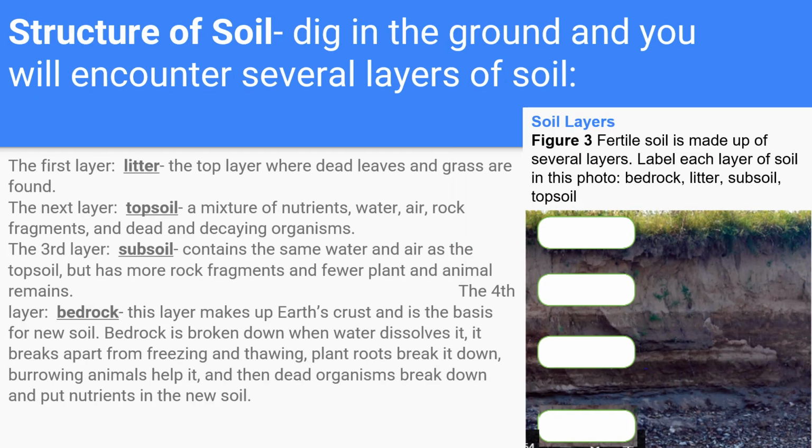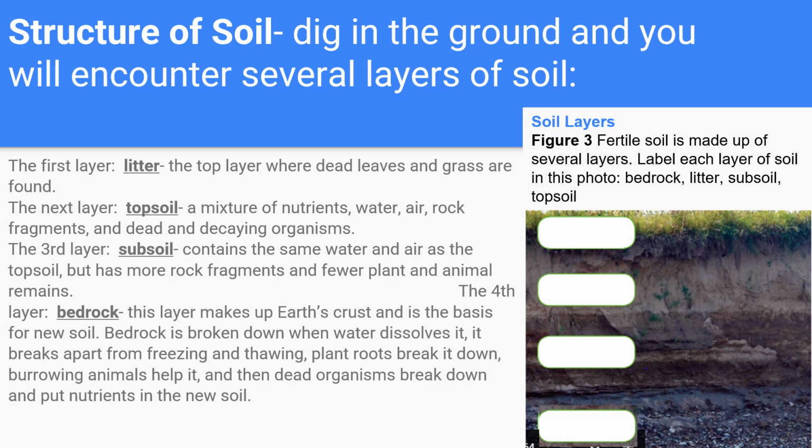Structure of soil. Dig in the ground and you will encounter several layers of soil. The first layer is the litter layer, and it's the top layer where dead leaves and grass are found. Next, you'll have topsoil, which is a mixture of nutrients, water, air, rock fragments, and dead and decaying organisms. The third layer is subsoil. It contains the same water and air as the topsoil, but has more rock fragments and fewer plant and animal remains. The fourth layer is bedrock, and this layer makes up Earth's crust and is the basis for new soil.